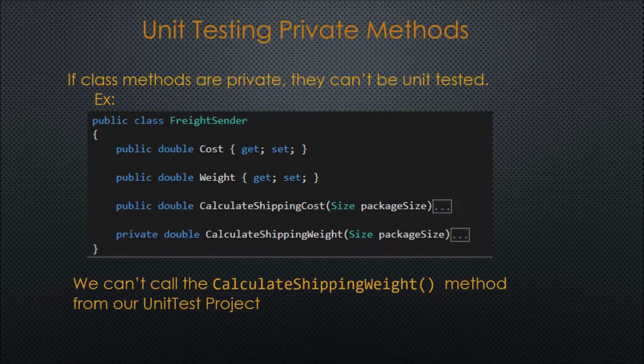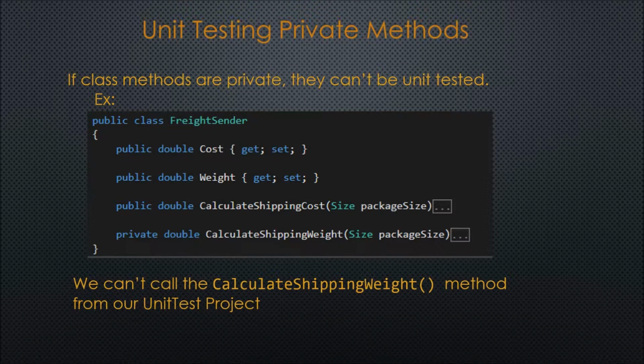A lot of our code is pretty ancient. And so what I find is that a lot of the business logic has been placed in private methods, which makes it pretty tough to unit test. So take a look at the class that I wrote real quickly here called Freight Sender. It has a public method called calculate shipping cost. And that can be easily unit tested from your unit test project because it's public. But you won't be able to call the private method calculate shipping weight.